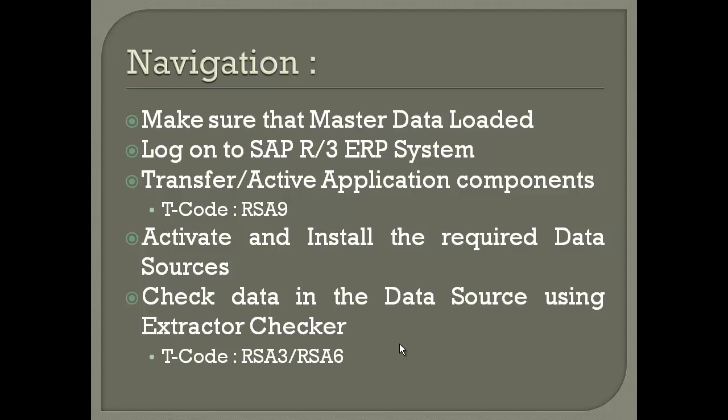Let's check it out. What are the navigations required for this example? We have to make sure that the master data is loaded successfully, and log on to the SAP R/3 ERP system. Transfer or activate application components using transaction code RSA9. Activate and install the required data sources. Check the data in the data source using the extractor checker by using transaction code RSA3 or RSA6.